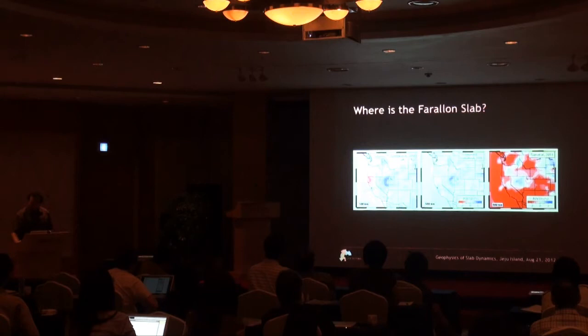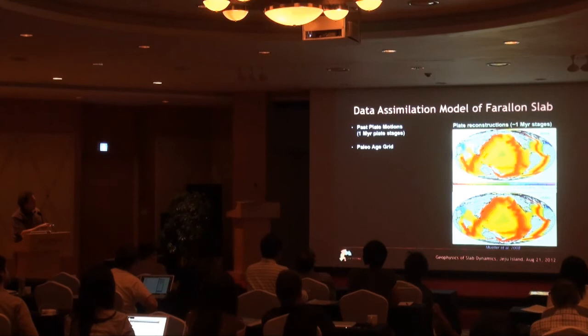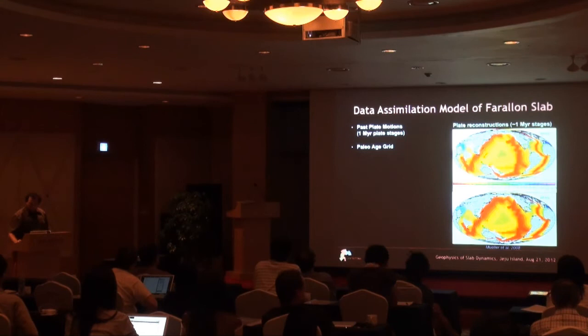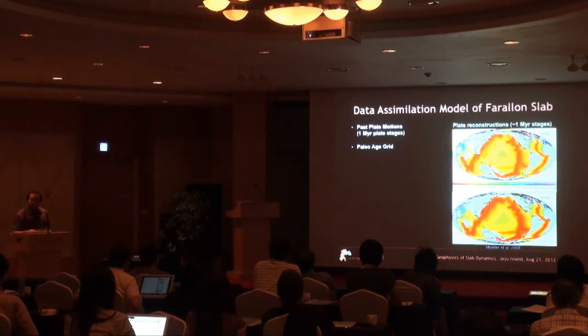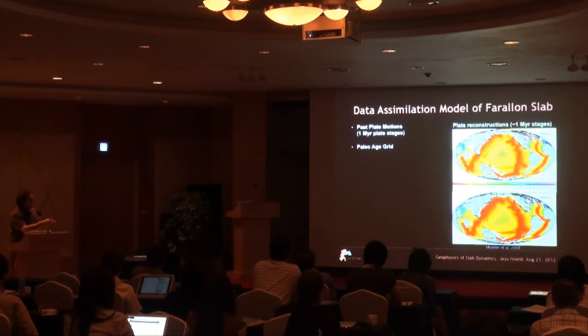And so this is work primarily done by Lixin Liu that I'm showing, that I'm not going to go deep into the details of the model because we don't have much time, but it's essentially a data assimilation model. We use the history of plate motions in 1 million year increments, and we use the paleo age of the seafloor. So these are dynamic models that began about 40 million years ago and run to the present. So we're using this as essentially a time-varying boundary condition.